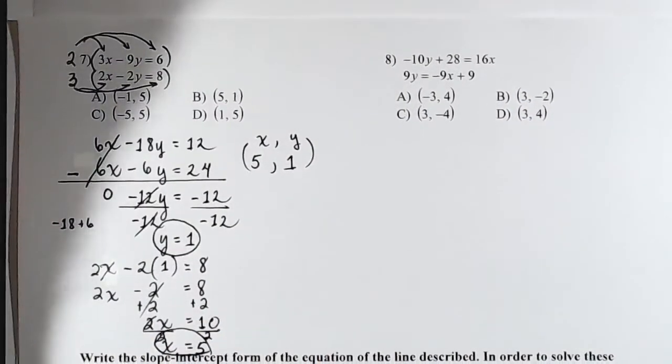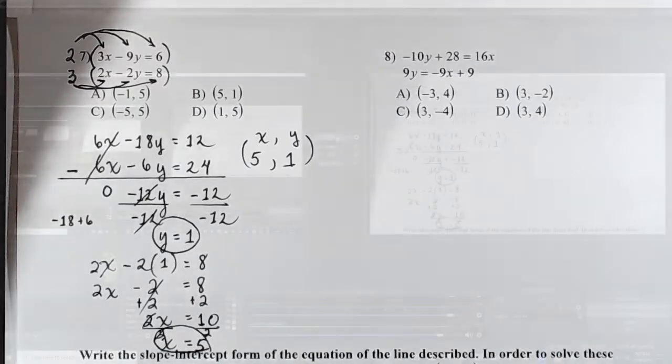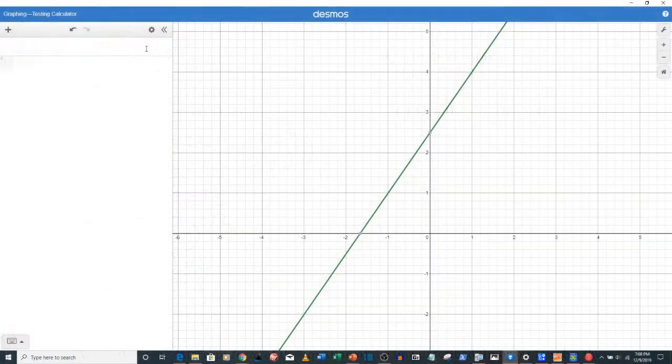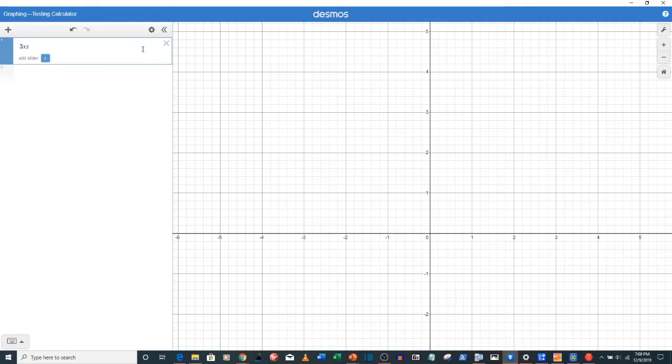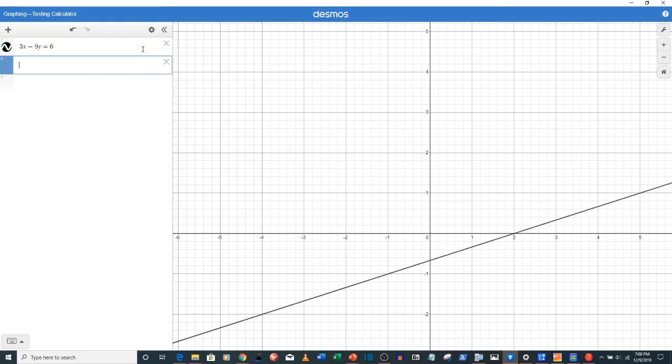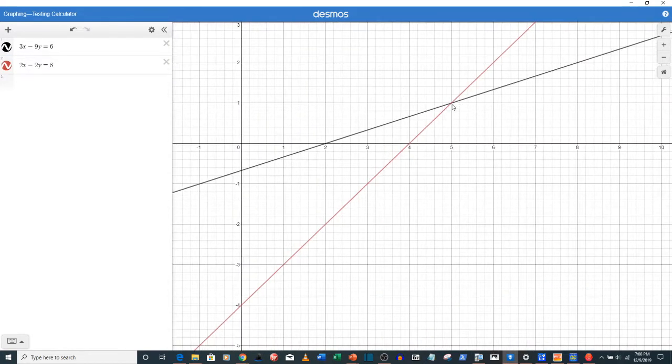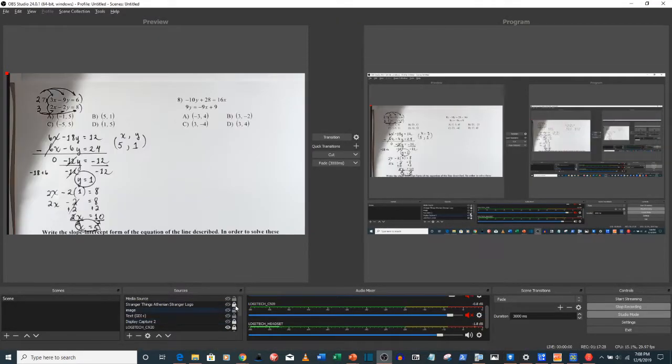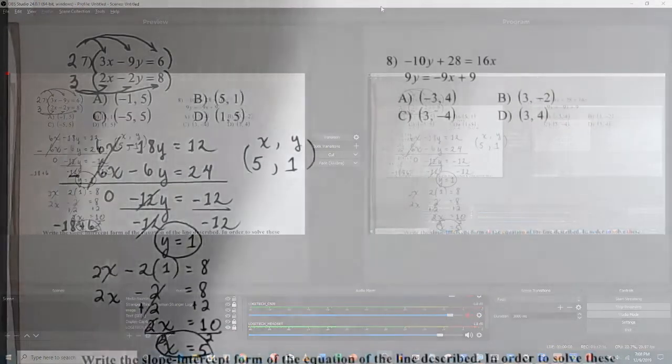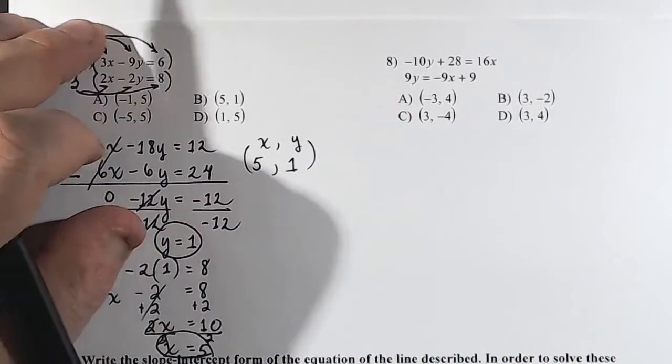All right, let's see if that links up with what we find in Desmos. 3x minus 9y equals 6, and 2x minus 2y equals 8. Where do they cross? What are we hoping for? We're hoping for 5 comma 1. There it is. They cross at 5 comma 1. So we know we did it right. Okay, now on to number 8.